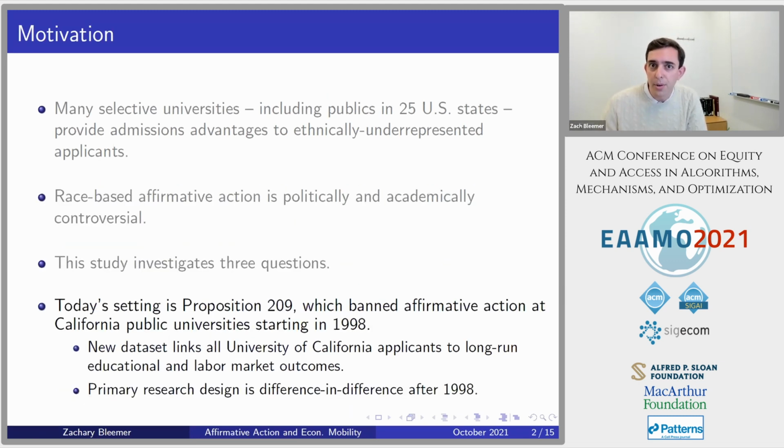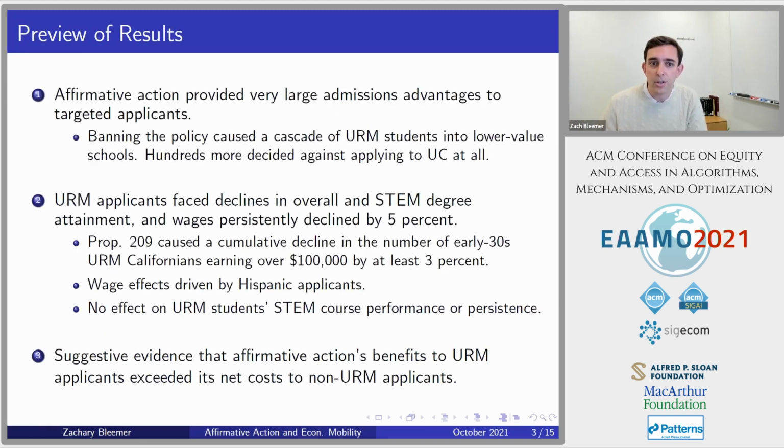Today's setting is going to be Proposition 209, a major policy shift in the state of California starting in 1998 that prohibited universities from implementing affirmative action in its admissions policies. I'm going to be using data from the University of California and a difference-in-differences design to try to understand the ramifications of this policy change that banned affirmative action. To very quickly preview what I'm about to show you, I'm going to show you that affirmative action provided very large admissions advantages to targeted applicants, and that banning this policy thus caused a cascade of Black and Hispanic university applicants into somewhat less selective universities than each of those students would have otherwise enrolled at.